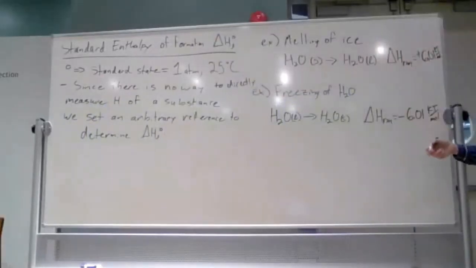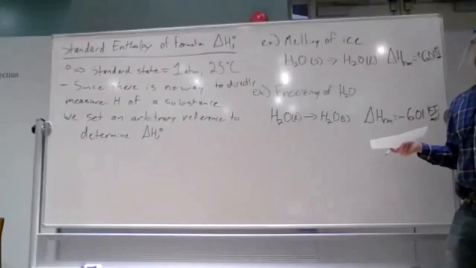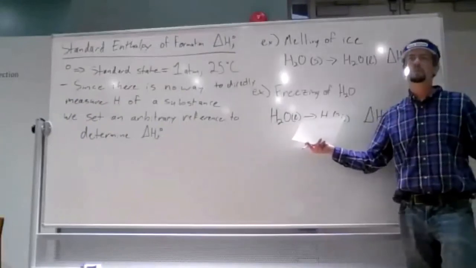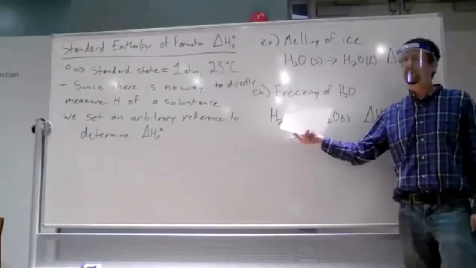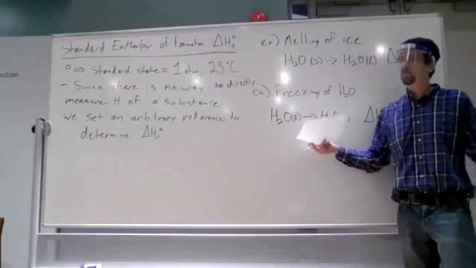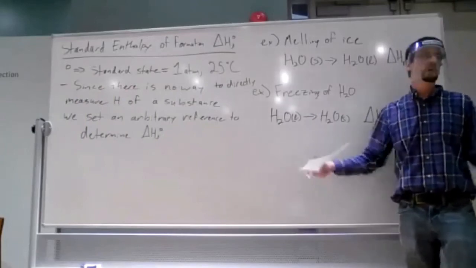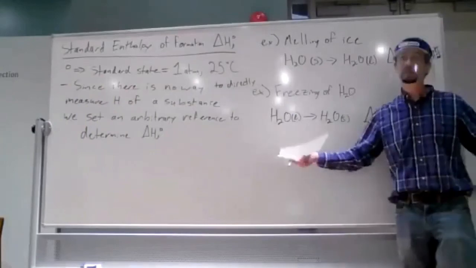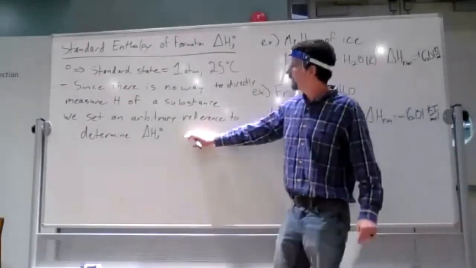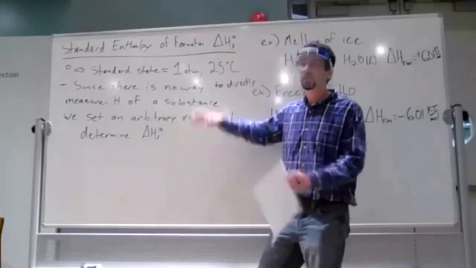It's not really that weird of a concept. Like think of Celsius, that temperature scale. We set the zero of the Celsius temperature scale to one arbitrary point. What happens at 0 degrees C? Yeah, water freezes. What happens at 100 degrees C? Water boils. We set that temperature scale up completely based upon water. In this case, we're setting up an enthalpy scale with a reference state.